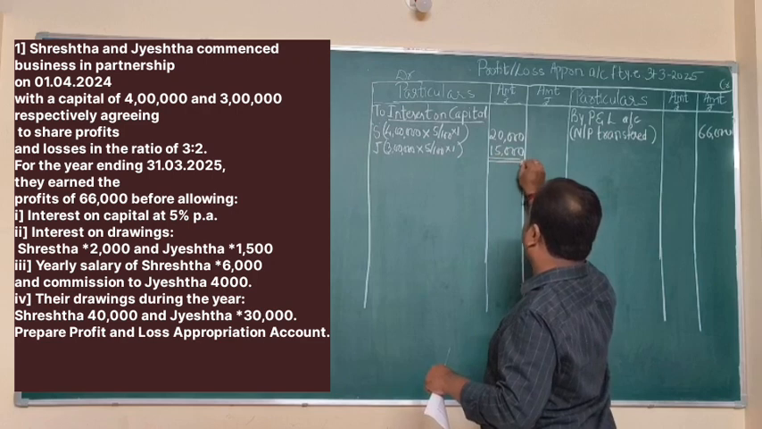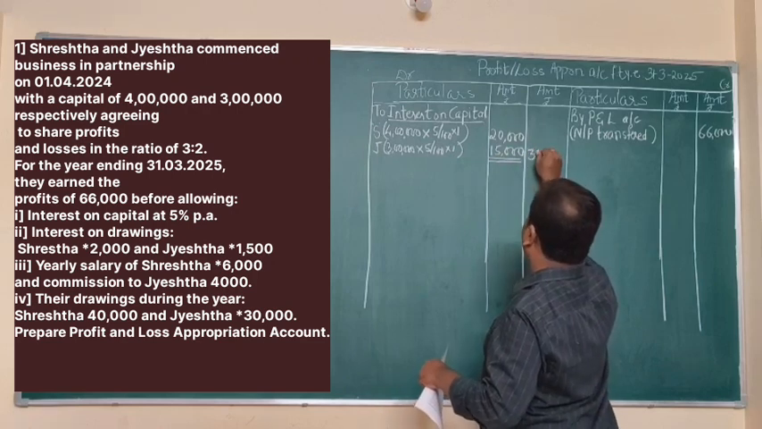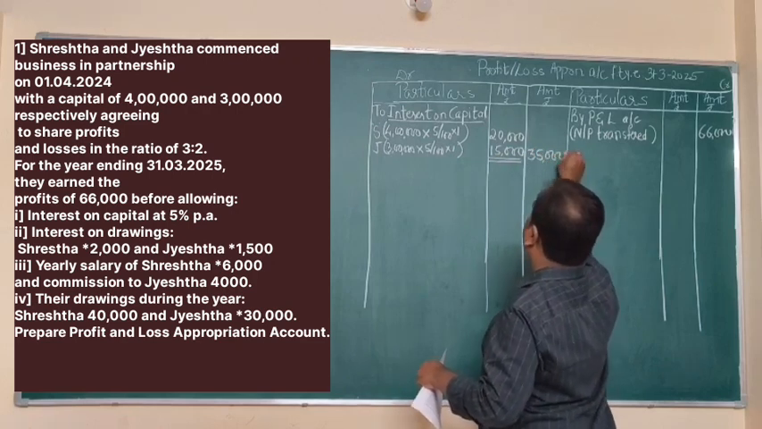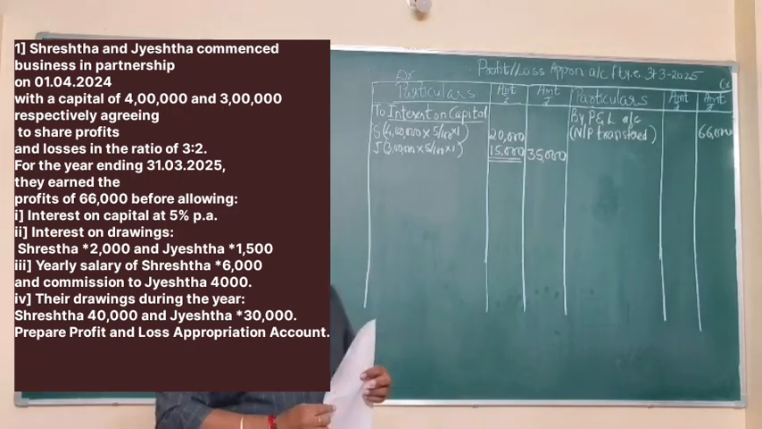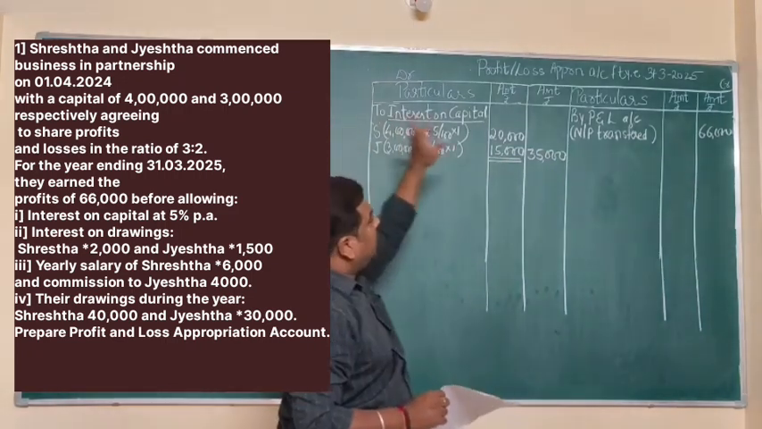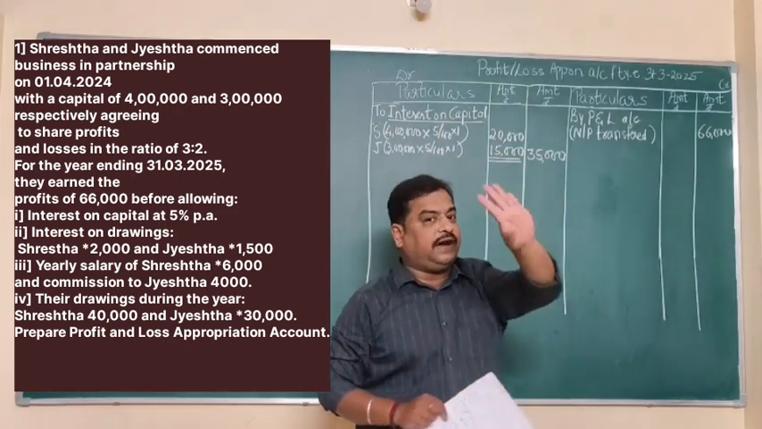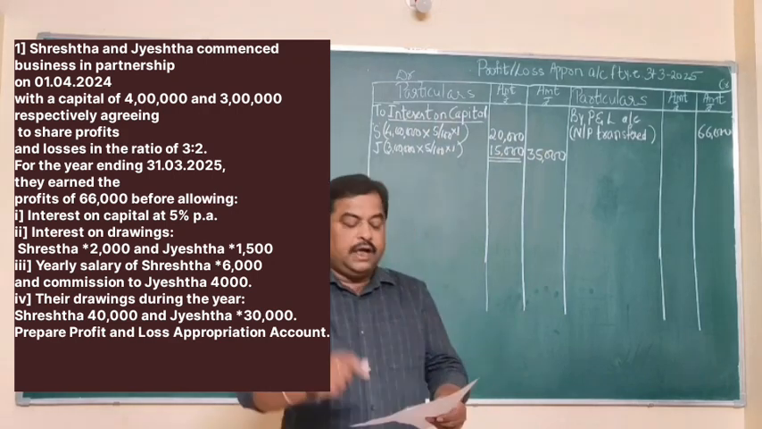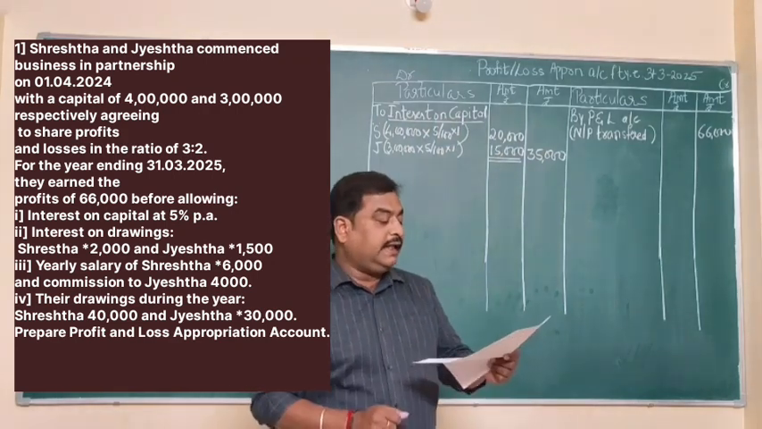Draw the double line, total this. You can write in the outer column 35,000. So what is interest on capital? How much do we get here? 35,000 rupees. Okay. Come to the second adjustment.